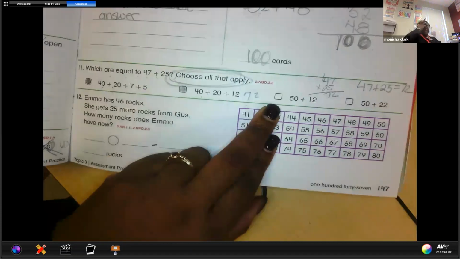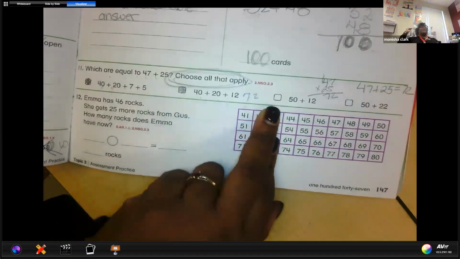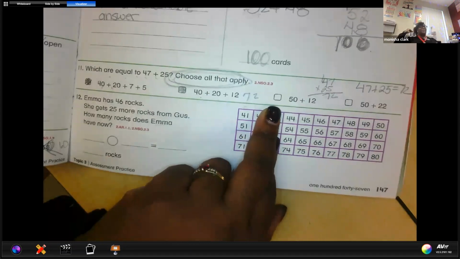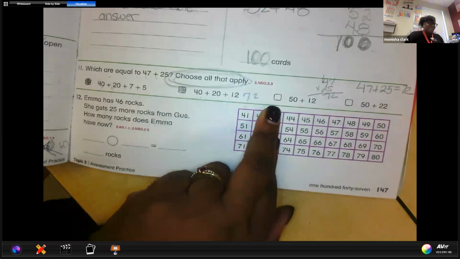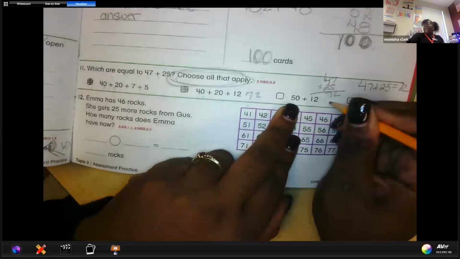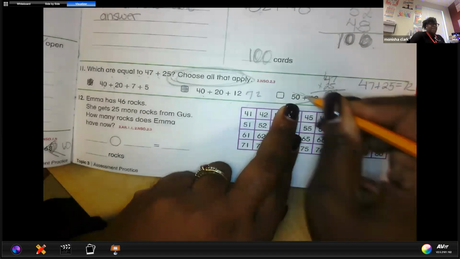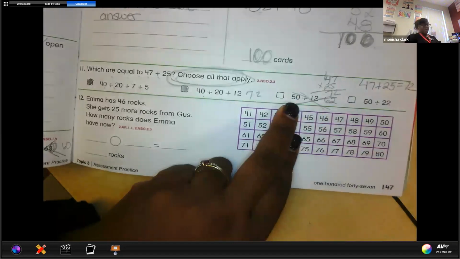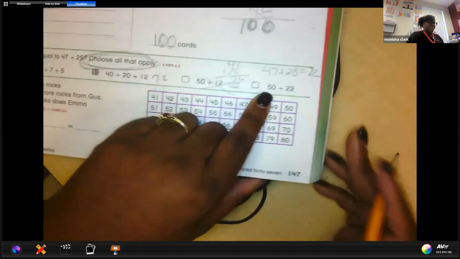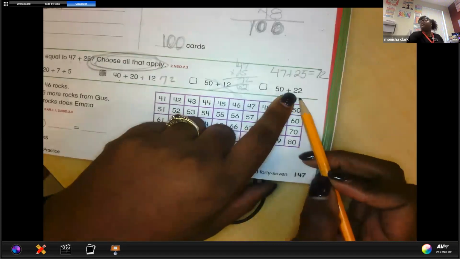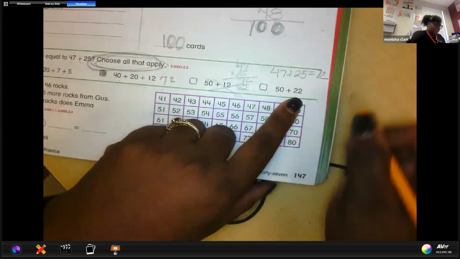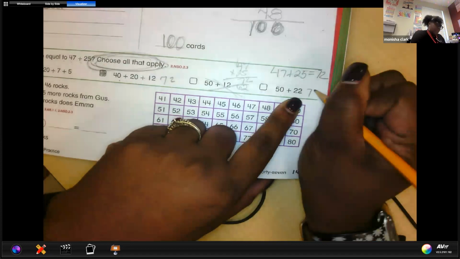Now we have 50 plus 12. Abriella, your hand is going to get tired, so I'm going to go ahead and call your name. What's 50 plus 12? 62. Is 62 72? So this is no good. All right. So now we have 50 plus 22. Calvin, what's 50 plus 22? 72. So this one is one as well.